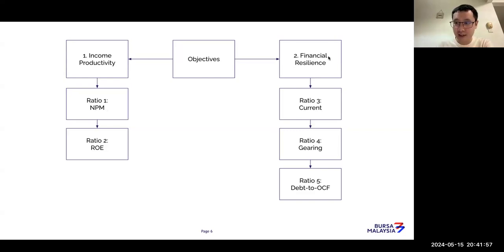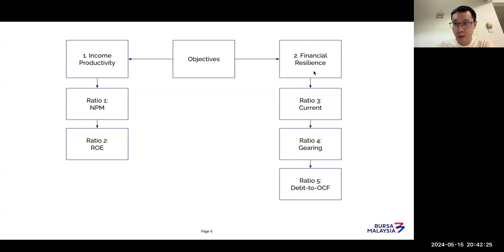So this is the second reason, financial resilience. Now, coming back to the objectives, number one is income productivity. Over here, we're going to look at two very basic ratios. The first one is net profit margin. The second one is return on equity. These are the two ratios to measure the level of income productivity.